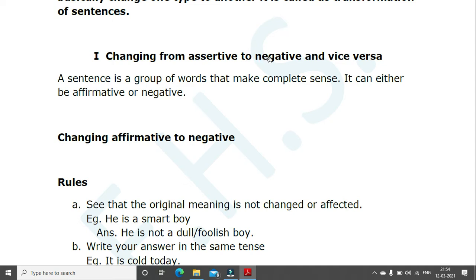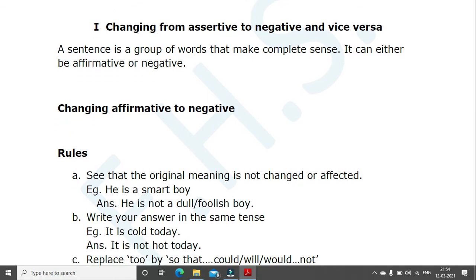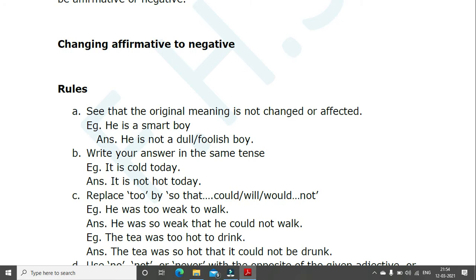Means sometimes a sentence may be affirmative, that is a positive sentence, and sometimes it is a negative sentence. So if negative is given, how do you change to affirmative, and if it's affirmative, how do you change to negative? Negative, as you know, you have all the negative words like no, not, never, don't, doesn't. These words will make it into a negative sentence. A sentence is a group of words that make complete sense. It can either be affirmative or negative.